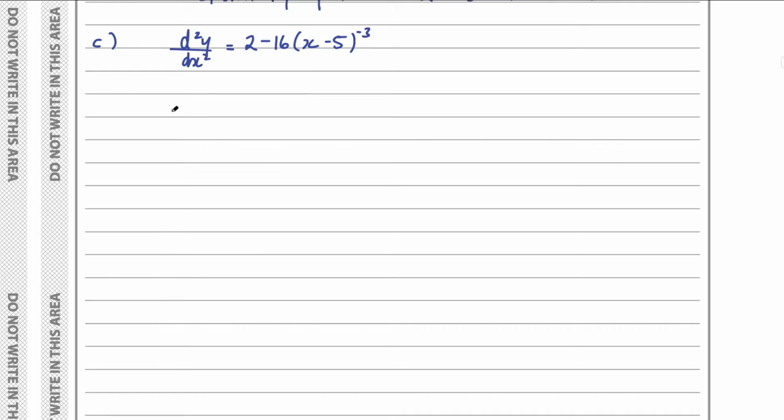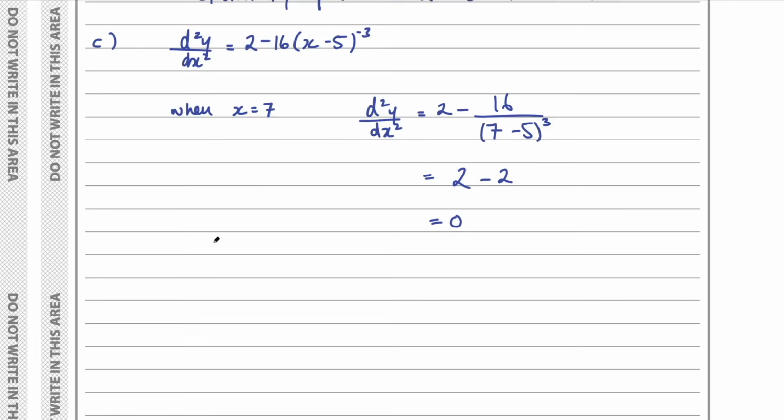Then let's find the second derivative when x equals 7. So plug that in. Then we would have 2 take 16 divided by 2 cubed. 2 cubed is 8, so 16 divided by 8 is 2. So then we just have 2 take 2, which is equal to 0. So we do have a point of inflection at x equal to 7.